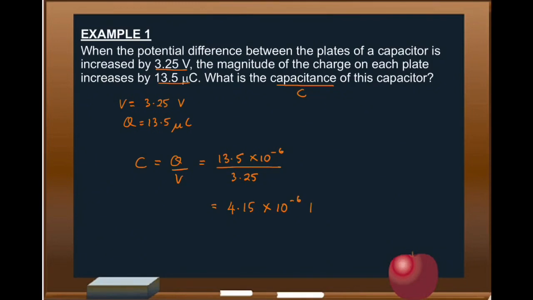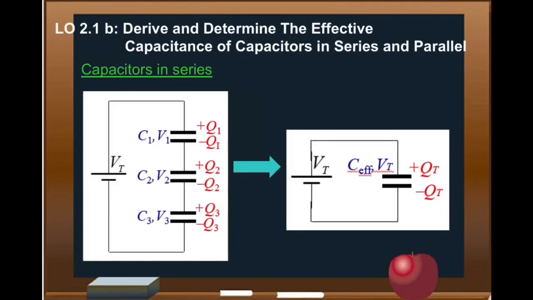Okay, now we are going to look at the effective capacitance of capacitors which are connected in series and parallel. We are going to look at capacitors in series first. So the figure shows 3 capacitors which are connected in series to a battery of voltage V.